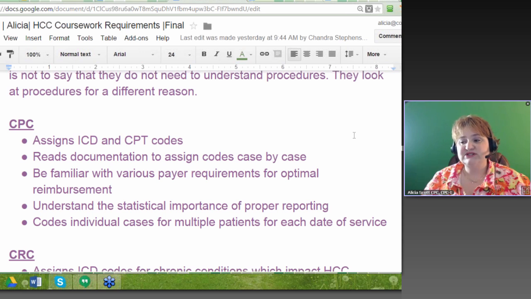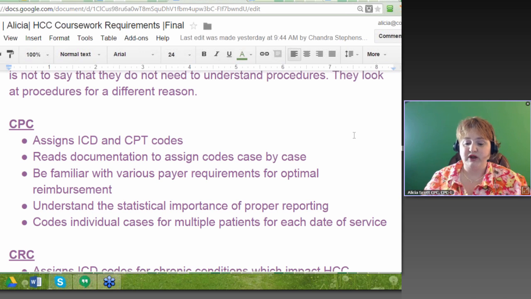Understand the statistical importance of proper reporting. Don't forget, the reason that we code is primarily for statistical purposes. It just happens to be a really great way to get paid, and of course, since money's involved, the payment and reimbursement is usually what's talked about the most. You code individual cases for multiple patients for each date of service.